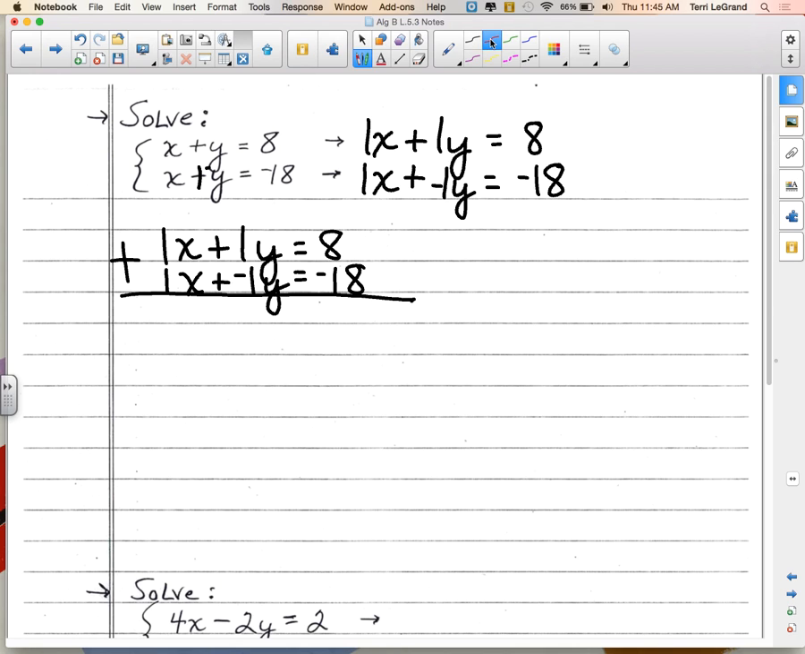So when we add the x's together, do they cancel each other out? No, because they're not opposites. 1x plus 1x is 2x. When we add the y's together, do they cancel each other out? Yes, because they're opposites. So we just bring down our equal sign, and 8 plus negative 18. Negative 10. Okay, go ahead and finish solving that for x.